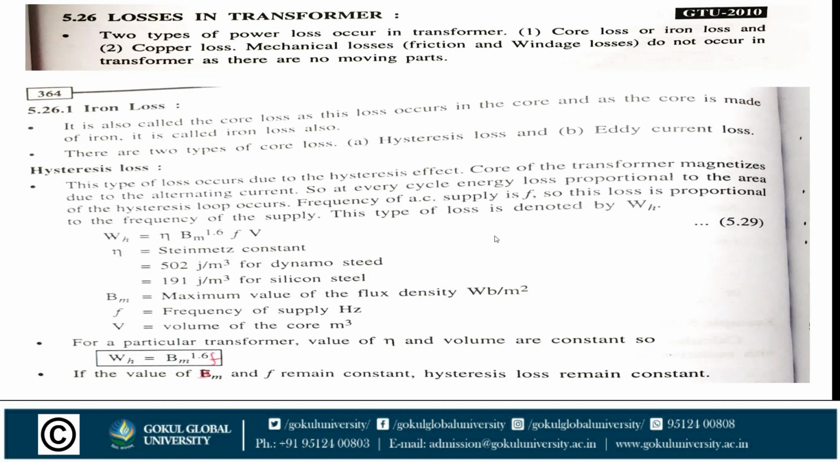Now first one is iron loss. It is also called the core loss because this loss occurs in the core, and as the core is made of iron, it is called the iron loss. Okay, so there are two types of core losses. First one is hysteresis loss and second one is eddy current loss.